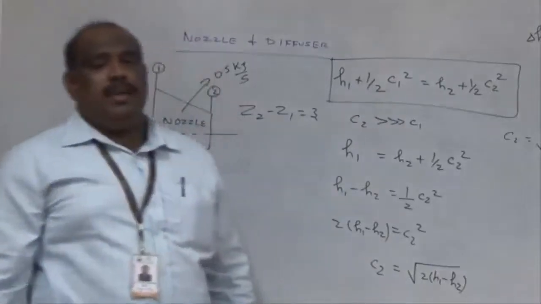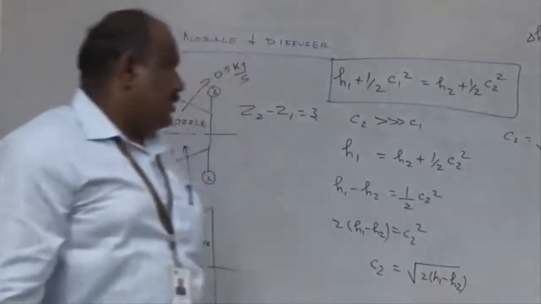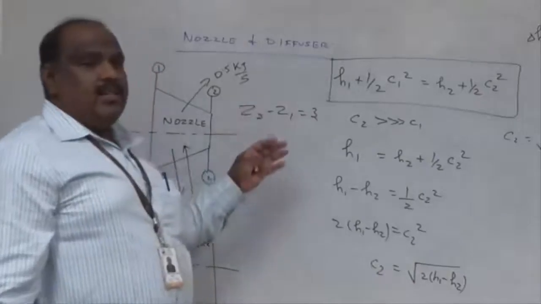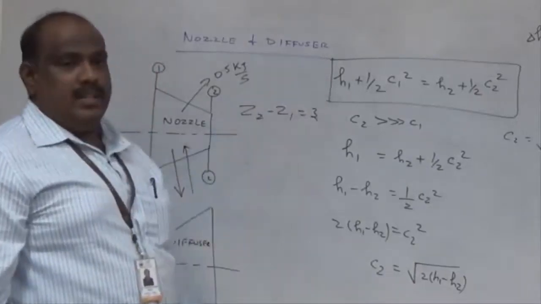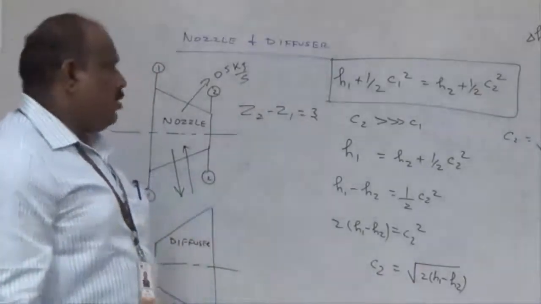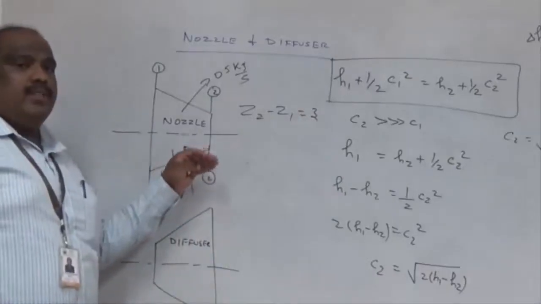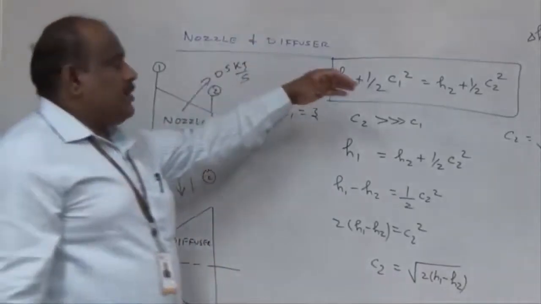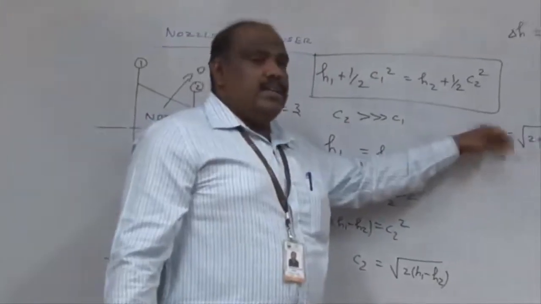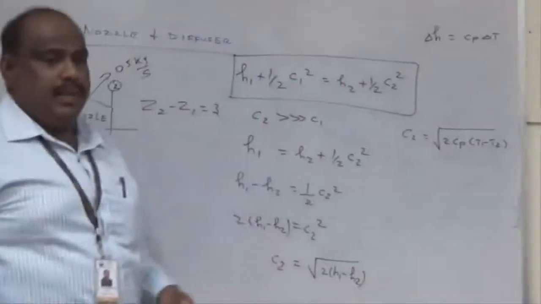But in a particular problem, in the examination, if they ask you to consider the heat transfer or the height, then you have to consider it. This is for the general case. Now I hope you can understand the steady flow equation and you know the expression for getting the exit velocity in case of a nozzle. Shall I move to the next topic?